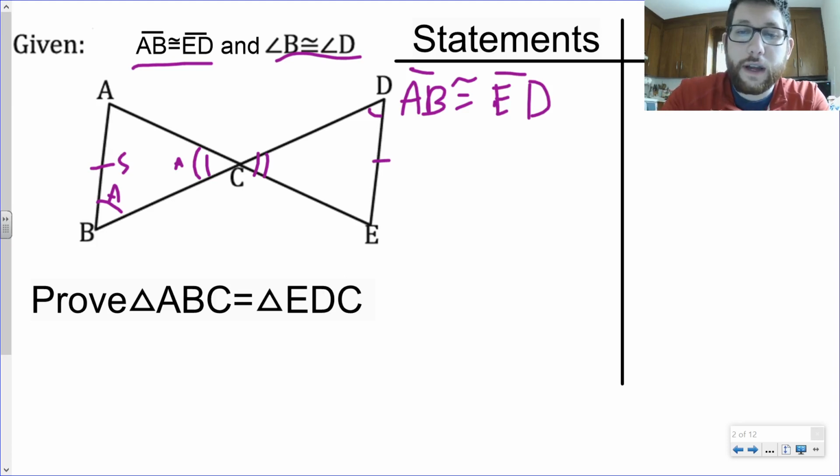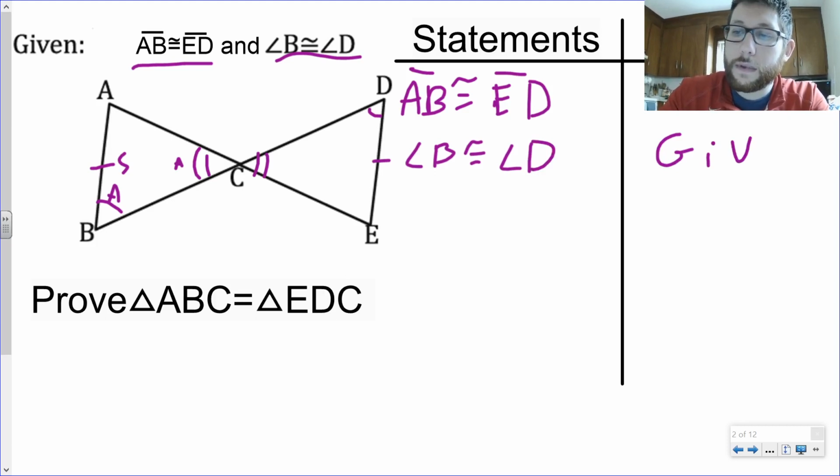All right, and let's do our next one here. Angle B is congruent to angle D, and that's also given. So anytime we do a proof, the very first thing we're going to do, it doesn't have to be in the order they give them to us, but we need to list all of our given statements.